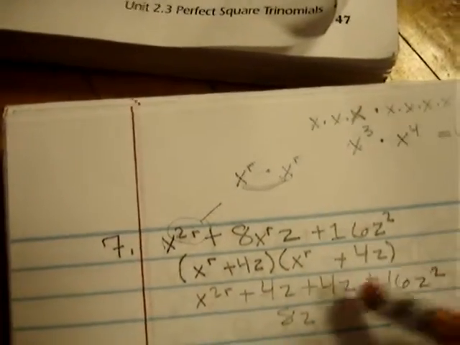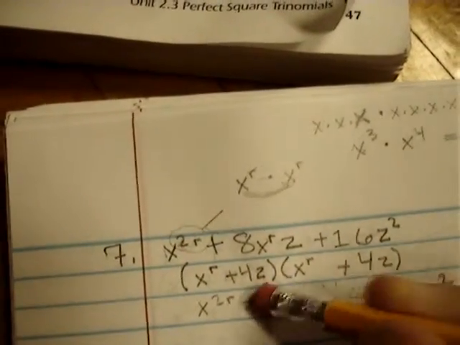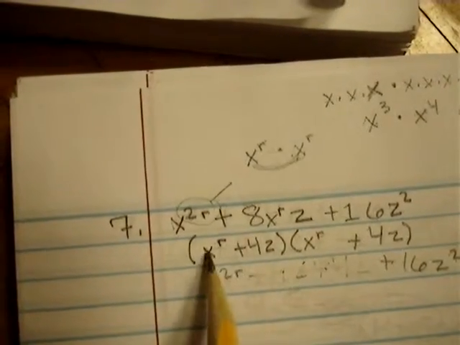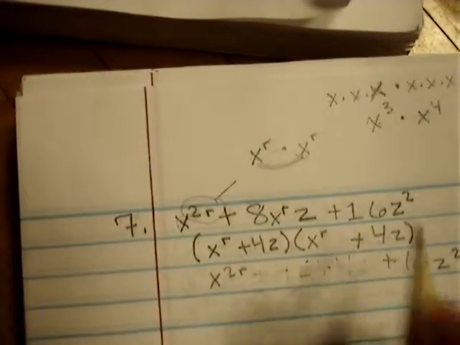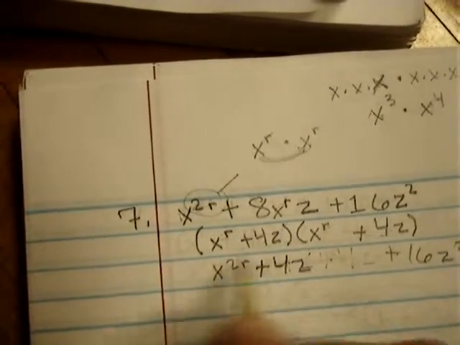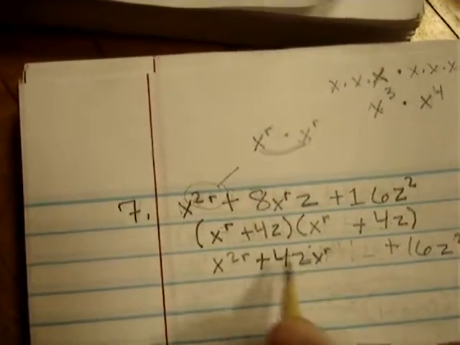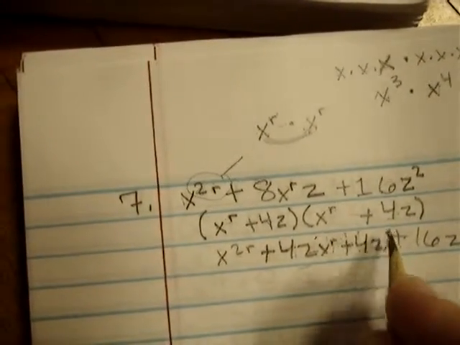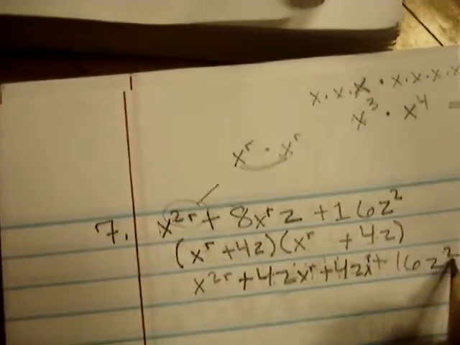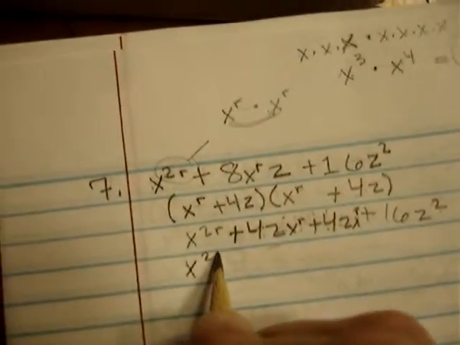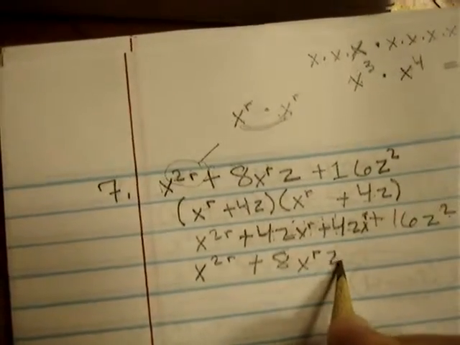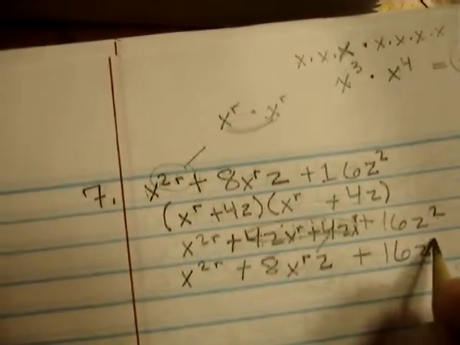Put those together. x to the r times x to the r is 2r, and then I didn't do my x to the r times 4z. So that'd be 4z x to the r, and another 4z x to the r, plus 16z squared. And then when you add them up, that's going to equal what it was at top, 8 x to the r z, both of those made that 8, plus 16z squared.